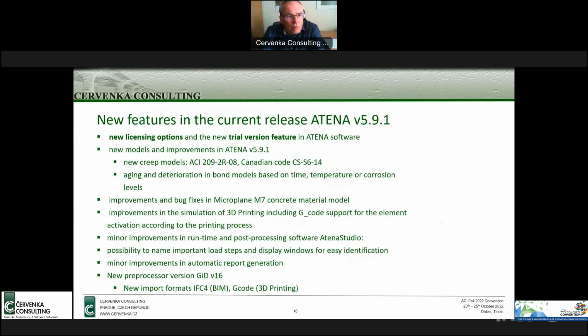Then in the program itself, we have new creep models for the ACI and for the Canadian code. We have bond models improved and modified to simulate aging and deterioration based on time, temperature, or corrosion. There are various minor improvements in post-processing, and in pre-processing we are using a new preprocessor version, GiD version 16. Interesting there is that it supports new import formats like IFC4, the Building Information Model format. And for 3D printing simulation, a good feature is the support for G-code, which simplifies the model preparation and execution for the simulation of 3D printing.